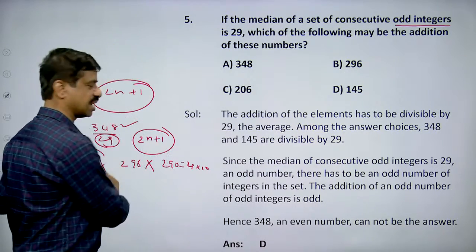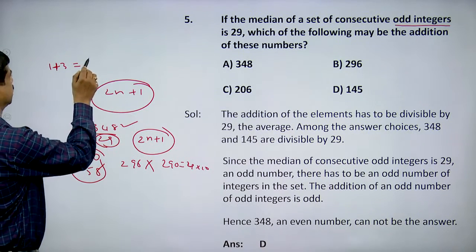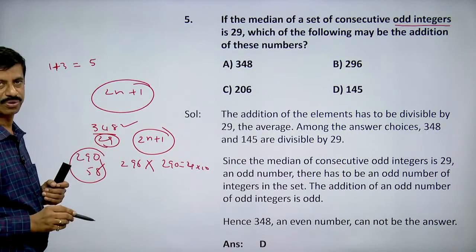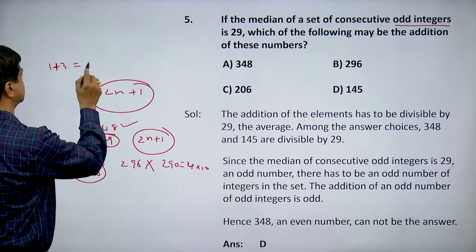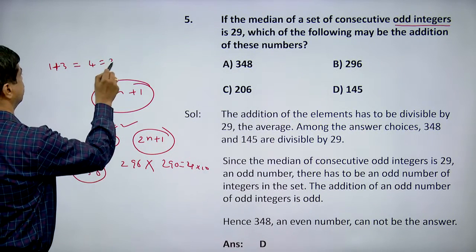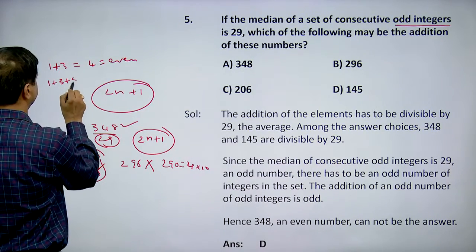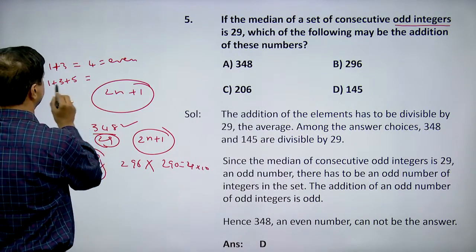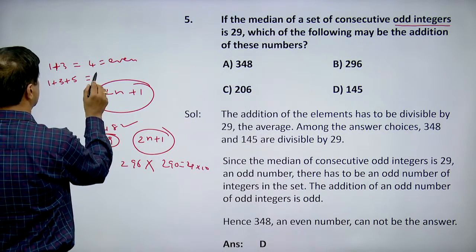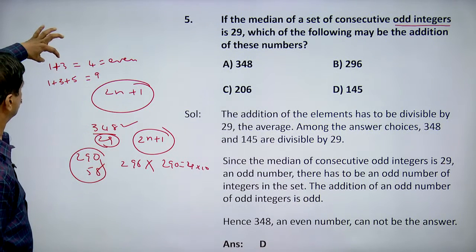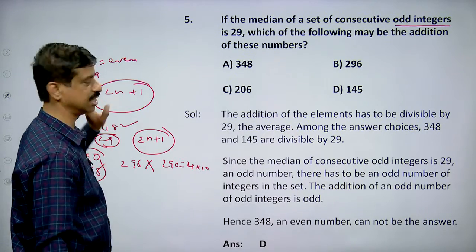A we are rejecting. Why are we rejecting A? Because 1 plus 3 is 4, right children? 1 plus 3, 4, means this is even. Now 1 plus 3 plus 5 is the sum of 3 odd integers: 5 plus 3, 8 plus 1, 9. Means if you add 2 odd numbers, it is even, but if you add 3 odd numbers, it is odd.